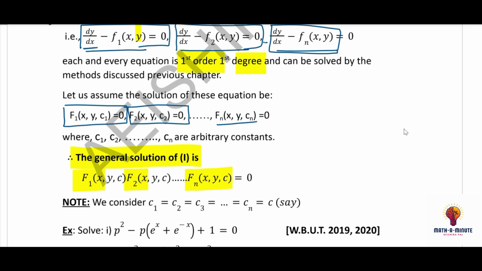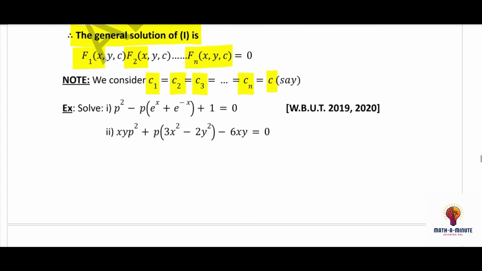Here we consider c1, c2, c3, cn equal to c, because the equation is basically first order, so the number of arbitrary constants will be 1. So definitely we have to consider c1, c2, cn as c. Now try to apply this method to one particular example and try to find the solution of this differential equation.